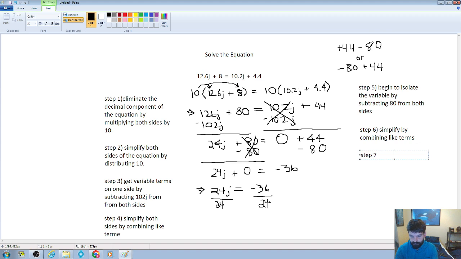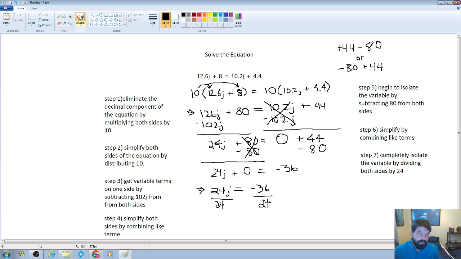So step 7, completely isolate the variable by dividing both sides by 24. And then here, we are now back to our final situation after simplifying, but we get that 24j divided by 24 is 1j, but remember, because of that identity of multiplying by 1, 1j is just equal to j, so we've accomplished our goal of getting j completely by itself. And then we have negative 36 over 24.